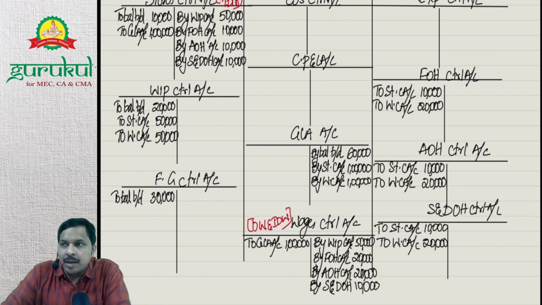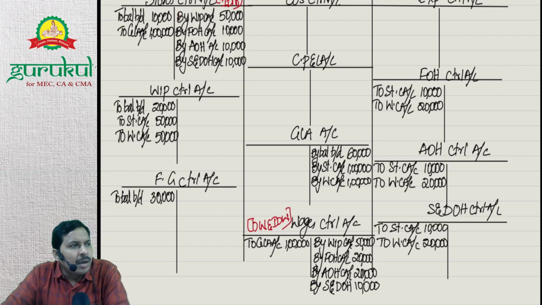So with this we have completed how many entries? 10 entries. First set is materials, 5 entries. The same similar set is wages, 5 entries. Now let us once again discuss the wages entries. Wages paid entries. Wages control account debit to GLA account.